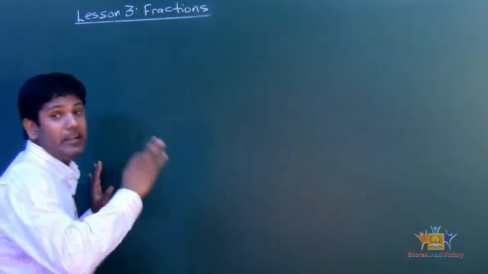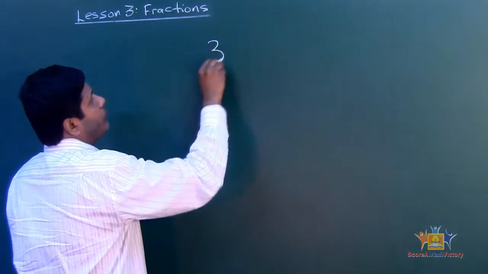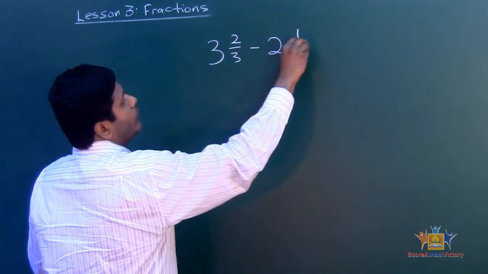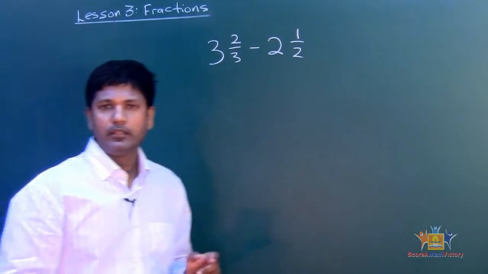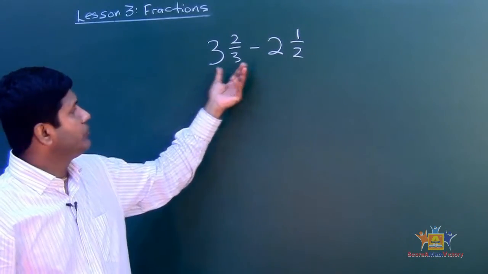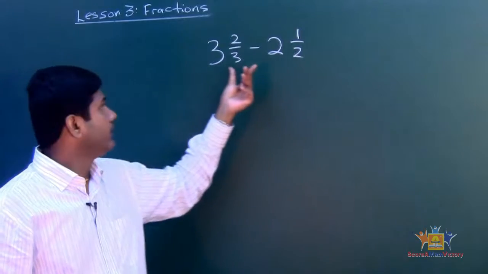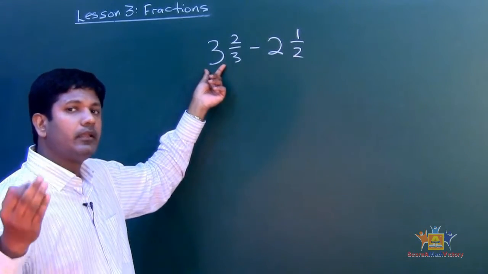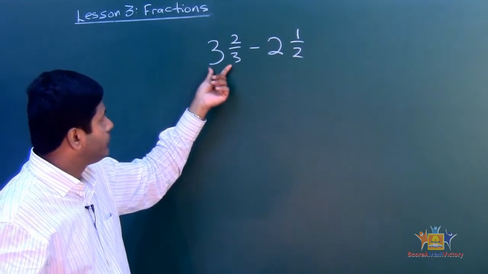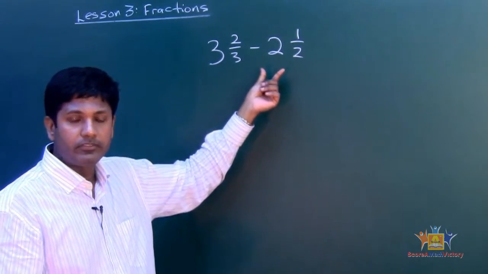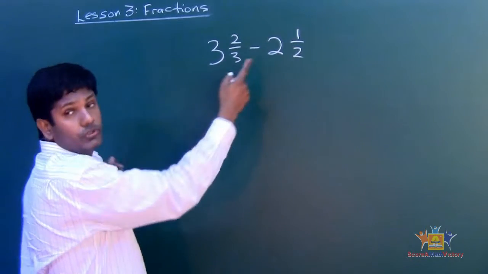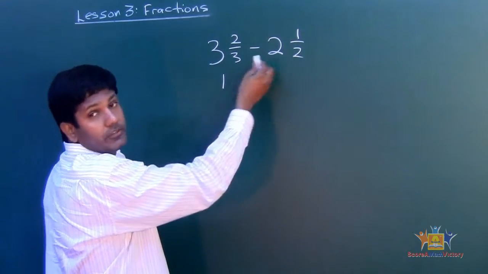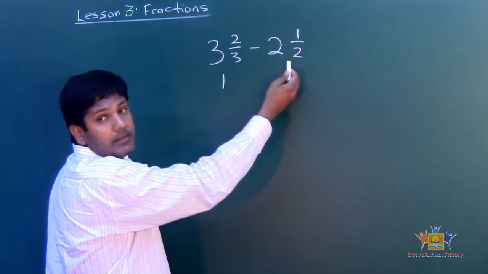Alright, my dear students. Now let's say for example, if I have 3, 2 over 3 minus 2, 1 over 2. So I got two mixed numbers, alright? Now, the same principle that we learned in addition. You subtract the whole numbers first, okay? 3 minus 2 is 1. Now, you got a fraction to subtract, but they're not common denominator.